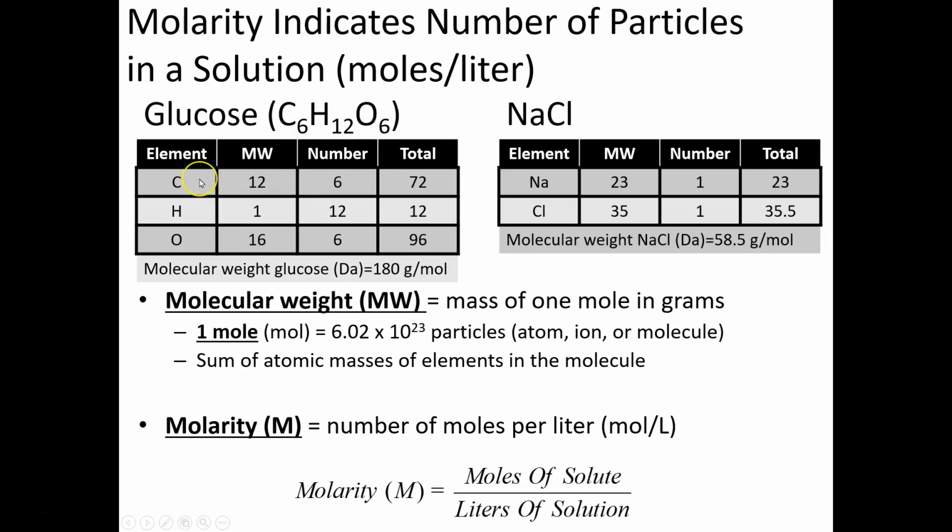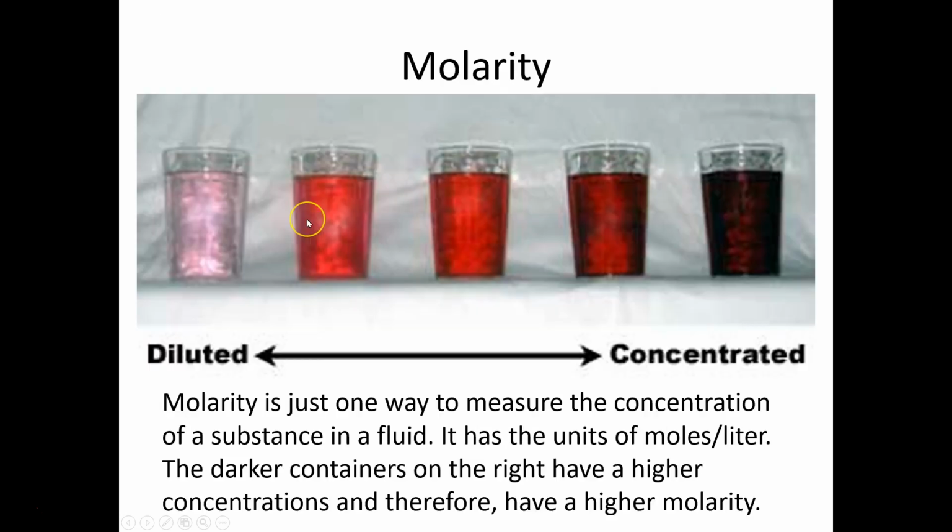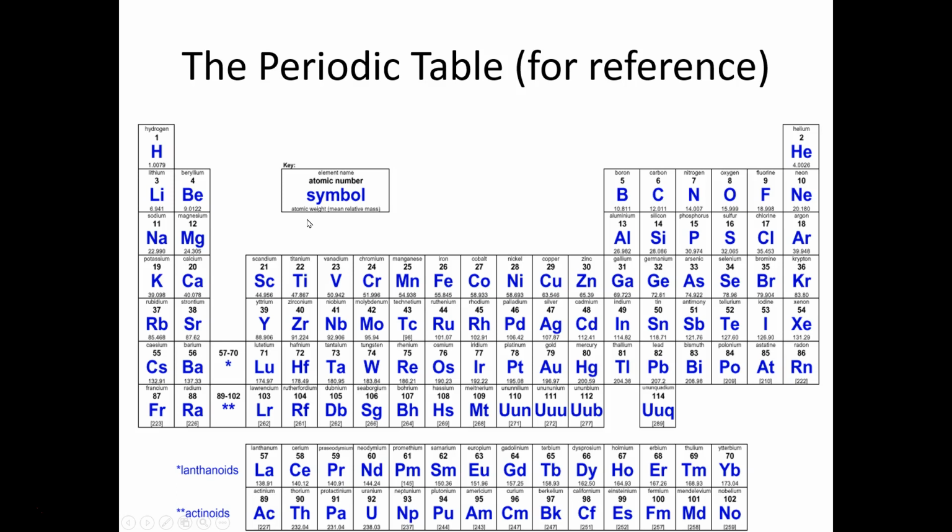So if we go back and look at the periodic table, we have C, H, and O. Carbon is 12 exactly. We're not going to worry about that little 0.011. Hydrogen is 1 exactly, for our purposes. We're not going to worry about the decimals after it. And oxygen is 15.9999, which will round up to 16. So we know those molecular weights. You don't have to memorize them.